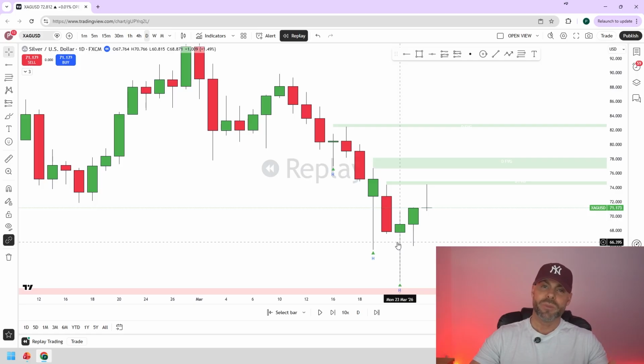And that's why I always build my bias from the higher time frames first, where the signal is stronger. And then I drop down to the lower time frames purely for execution. So I'm not trading noise.